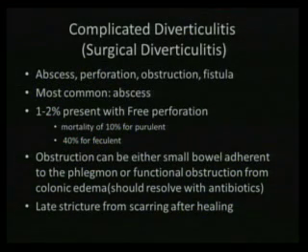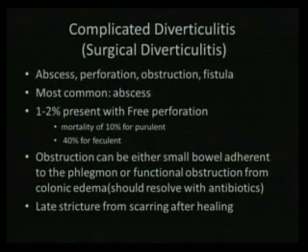So the definition of surgical diverticulitis is the stuff that we always see: abscess, free perforation, obstruction, or a fistula. Most commonly, obviously, the lower end of that is the abscess. And only 1 to 2% are going to present with a free perforation, but the mortality of that is obviously worse. Mortality of 10% for purulent diverticulitis and 40% for feculent.